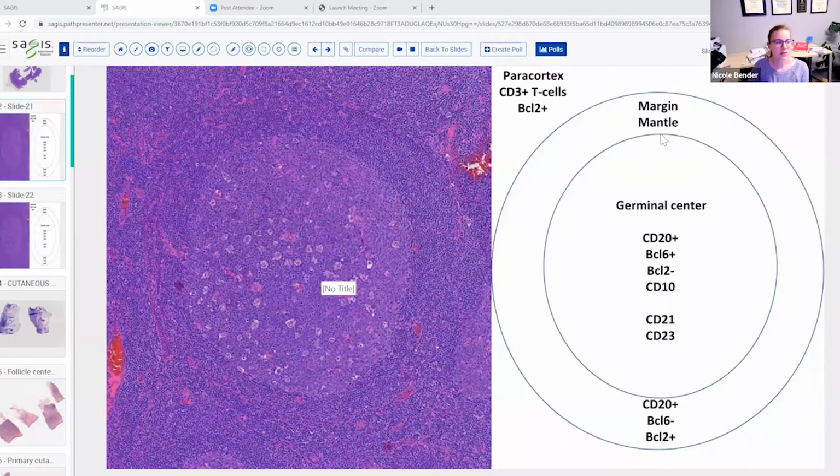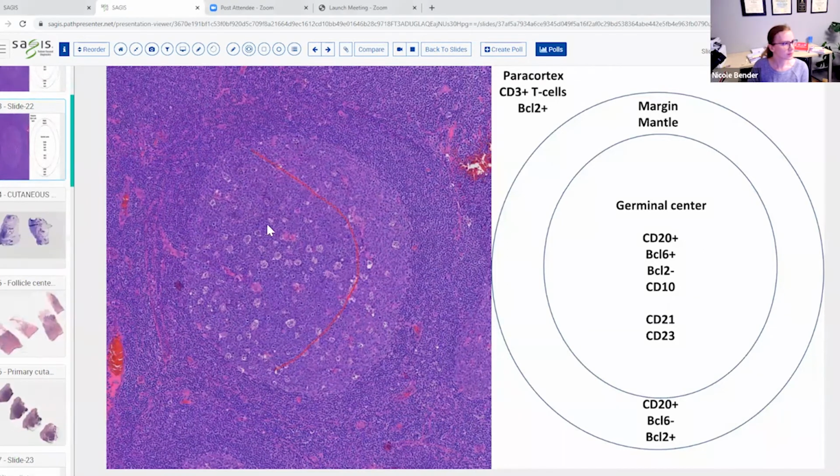The outer zone outside of this, the margin, then hugs the mantle zone. This is also still part of the cortex, and it contains those CD20 positive B cells, but these ones are going to be BCL2 positive and BCL6 negative. Outside of the cortex is the paracortex. This is where your CD3 positive T cells, that are also BCL2 positive, hang out. So that's our cortex and paracortex for our secondary follicles.